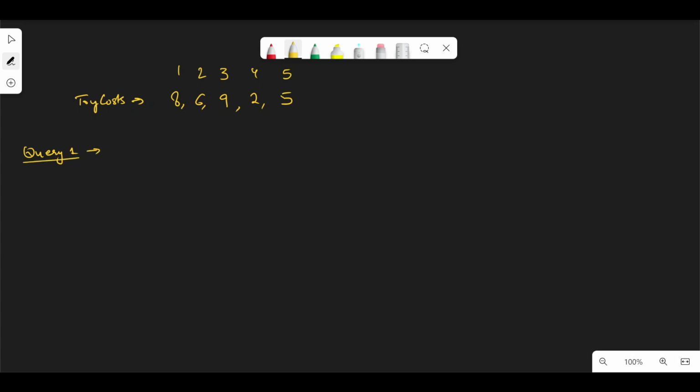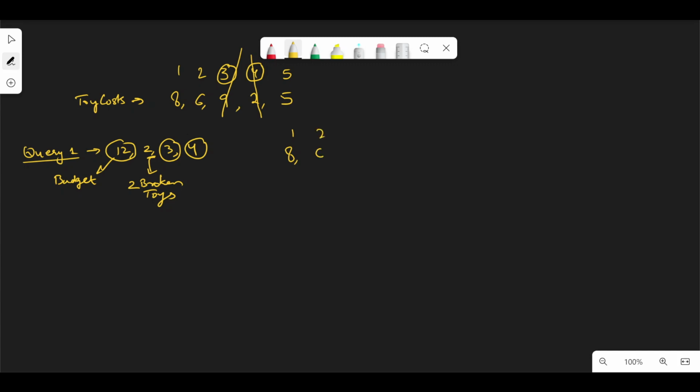Now query number 1. So query number 1 is 12, 2, 3, 4. What is all it? So it says your total budget is 12. And it says there are two broken toys. And the two broken toys are toy number 3 and toy number 4. So toy number 3 is broken, toy number 4 is broken. So you can remove these toys, right? So now you're left with toy number 1, which costs 8, and then toy number 2, which costs 6, and toy number 5, whose cost is 5.